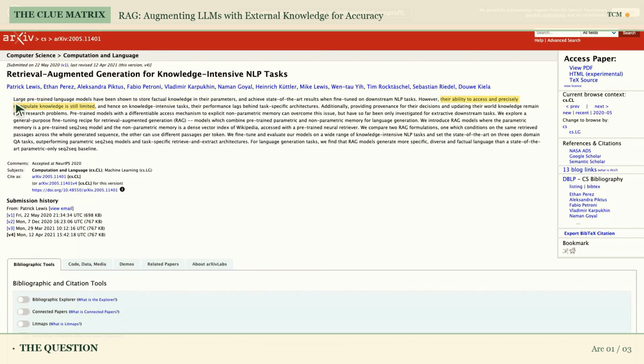Limited? But they can answer so many questions. What kind of limitations are we talking about here? The paper identifies a key issue. While they store knowledge, their ability to precisely manipulate it, especially for complex or very specific knowledge-intensive tasks, is constrained. This leads to common problems.